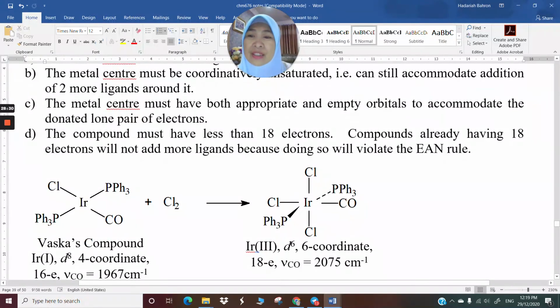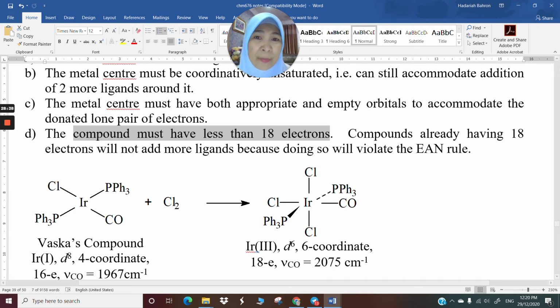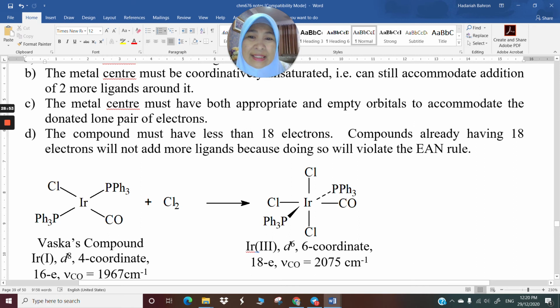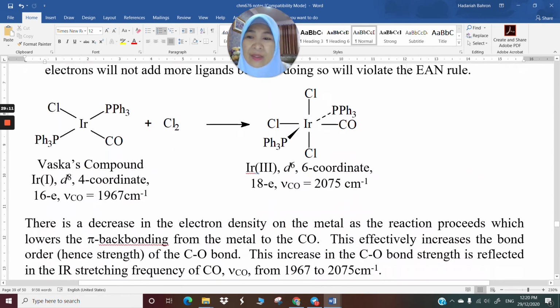And number 4, the compound must have less than 18 electrons, obviously, because if the compound is already 18 electron or obeying the 18 electron rule, it cannot add more electrons. It will violate the stability rule. The stability rule is the 18 electron rule. If it has already 18 electrons, no oxidative addition will occur. But if it has less than 18 electrons, then the compound has a tendency to undergo oxidative addition, sometimes given the symbol OA, oxidative addition.